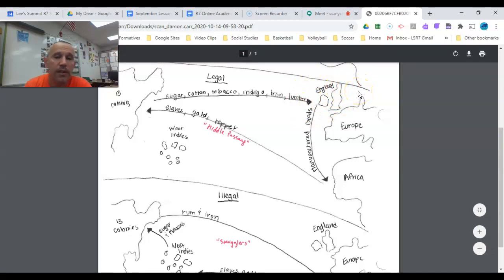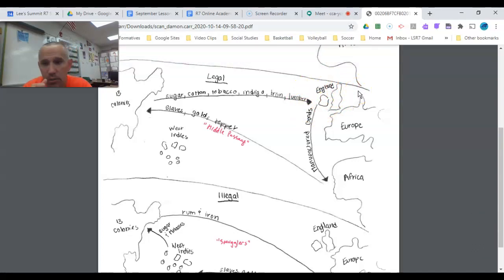This is called mercantilism. Any kind of trade that is designed to benefit the mother country by establishing colonies is called mercantilism.